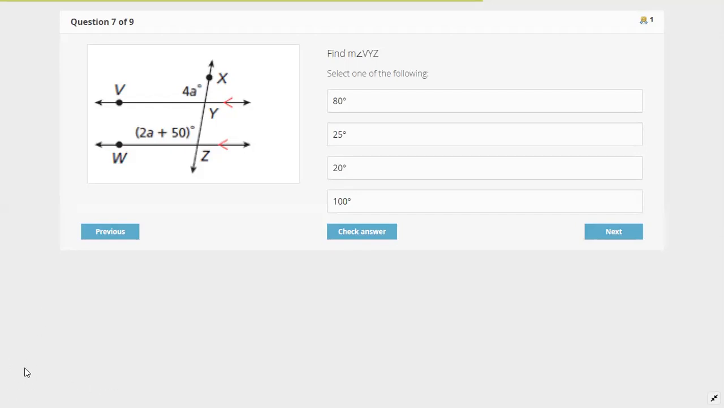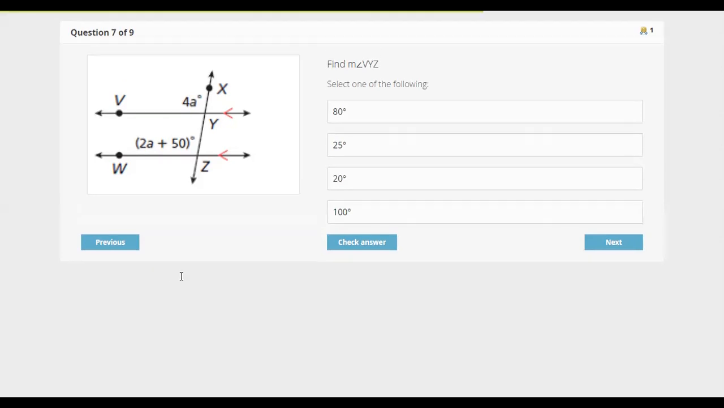Number one, we are going to use the normal way to find the value for the variable. So 2a plus 50 equals 4a. Any objection? No. Next, we are going to combine the like terms together. So I have 50 equals 4a minus 2a, right? Then 50 equals 2a. Next, the value of a will be equal to 25.